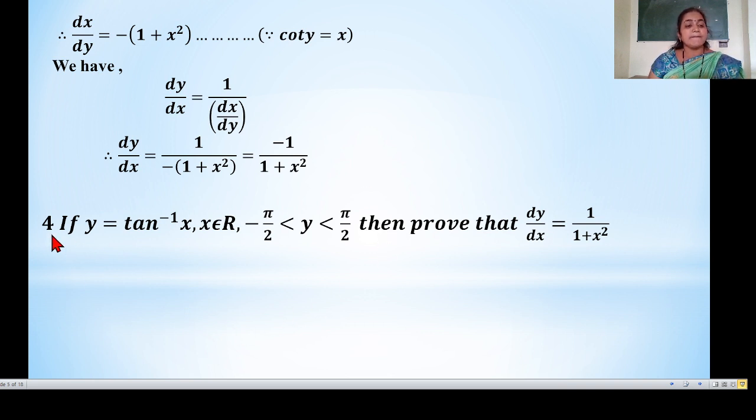Now next, your function is y. If y is equal to tan inverse of x and x belongs to real numbers and minus pi by 2 is less than y is less than pi by 2, then prove that the derivative dy by dx is equal to 1 upon 1 plus x squared. So the derivative of tan inverse of x, the formula is 1 upon 1 plus x squared. So let's start the proof.